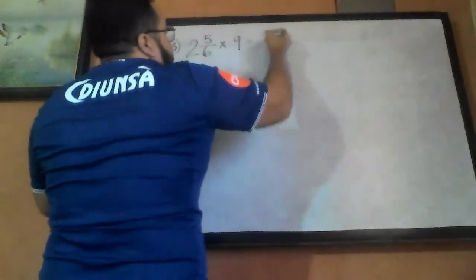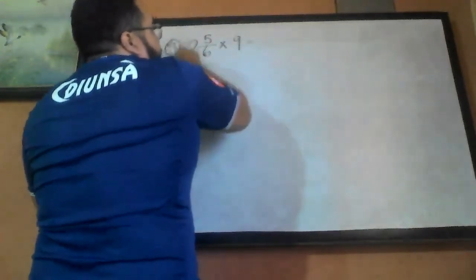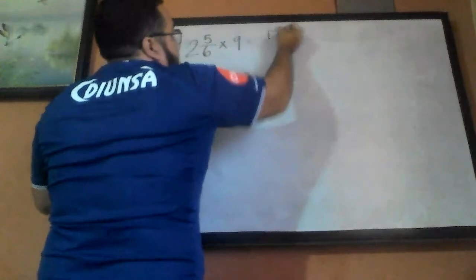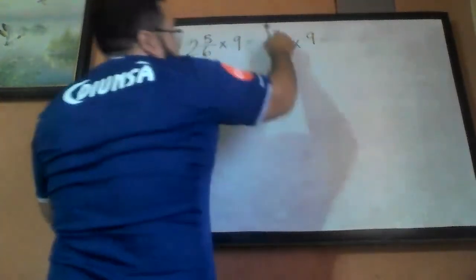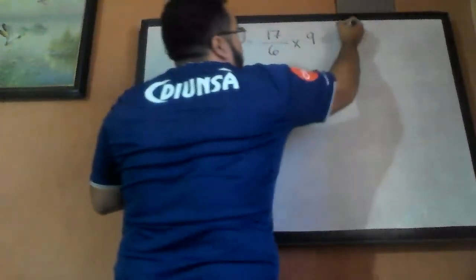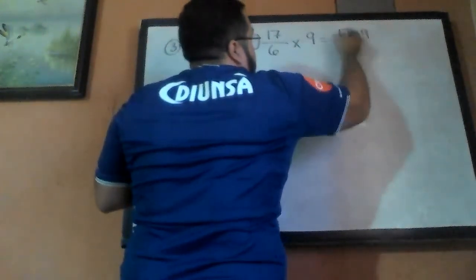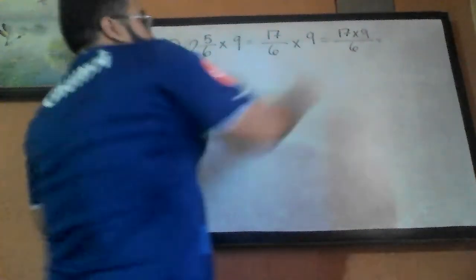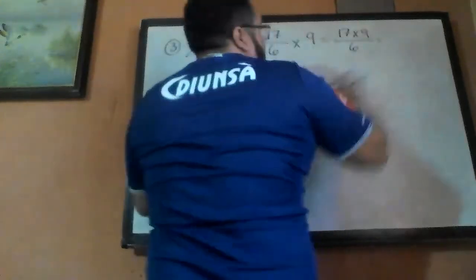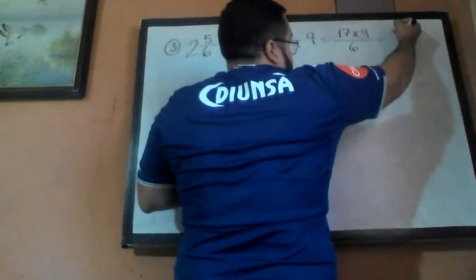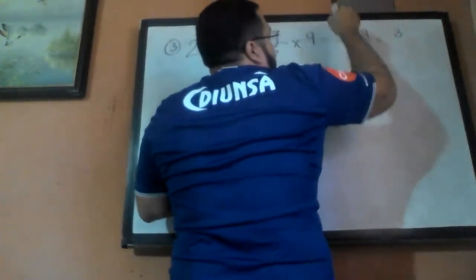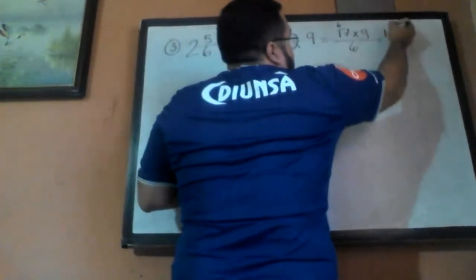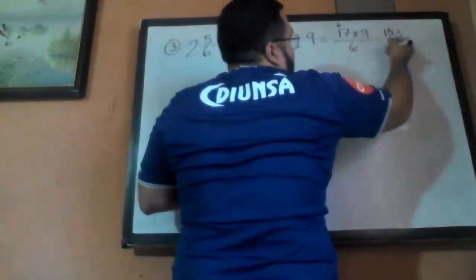6 times 2 equals 12, plus 5, 17, and 6 times 9. Now, numerator times whole number, that is 17 times 9, and write 6. 9 times 7 equals 63, right? 3 and 6. 9 times 1, 9, plus 6, 15, and copy 6.